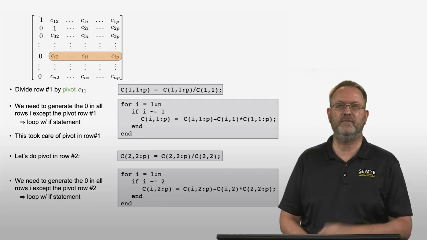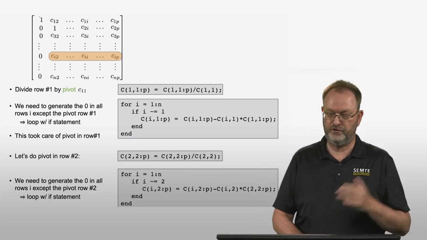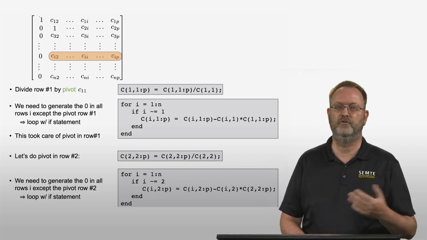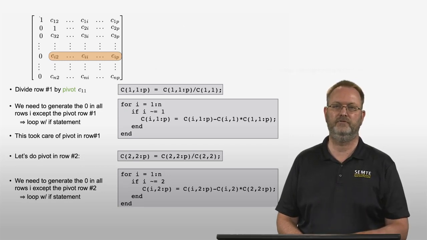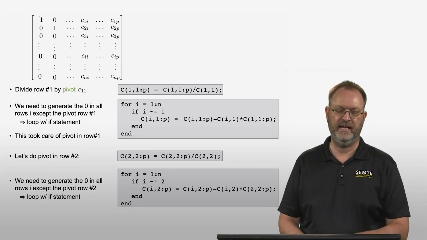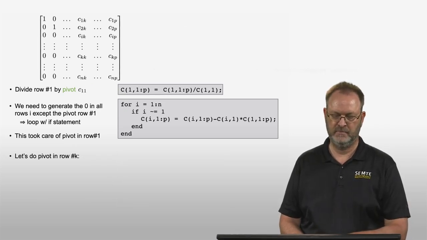And that's the code segment as before, except that we don't do it for the first row, the pivot row, but we do it for the second row, which is now our current pivot row. Okay, so that generates the zeros then everywhere in this second pivot column, except for the pivot row itself.